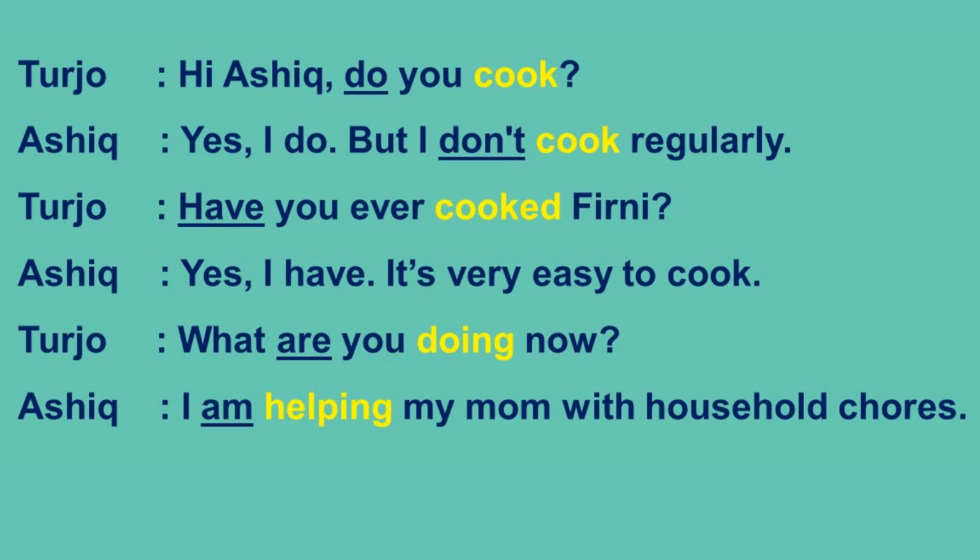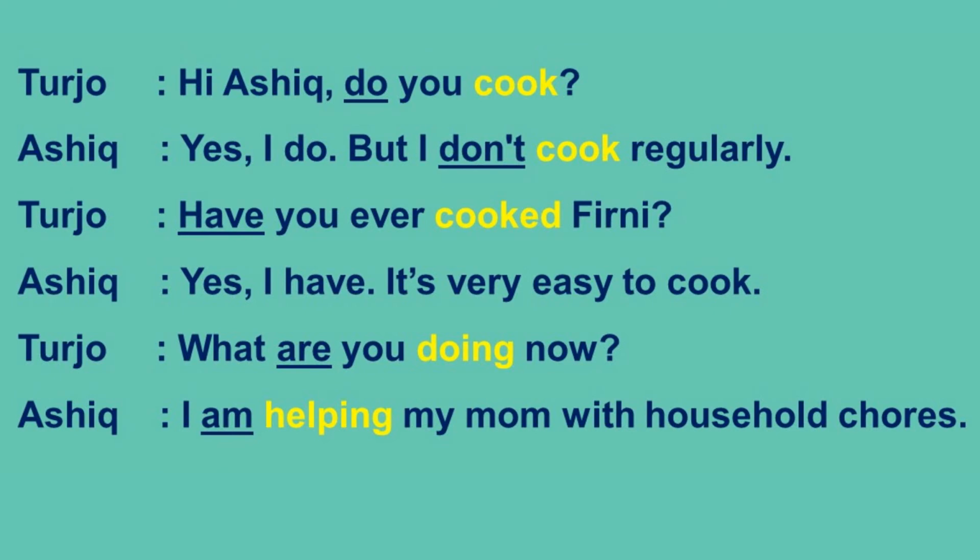Look at the last line. Ashik: I'm helping my mom with household chores. Here, the underlined auxiliary verb am has come before the main verb helping and has helped it become continuous tense. Here, the auxiliary verb am has no meaning of its own. It has just helped the main verb become continuous tense.